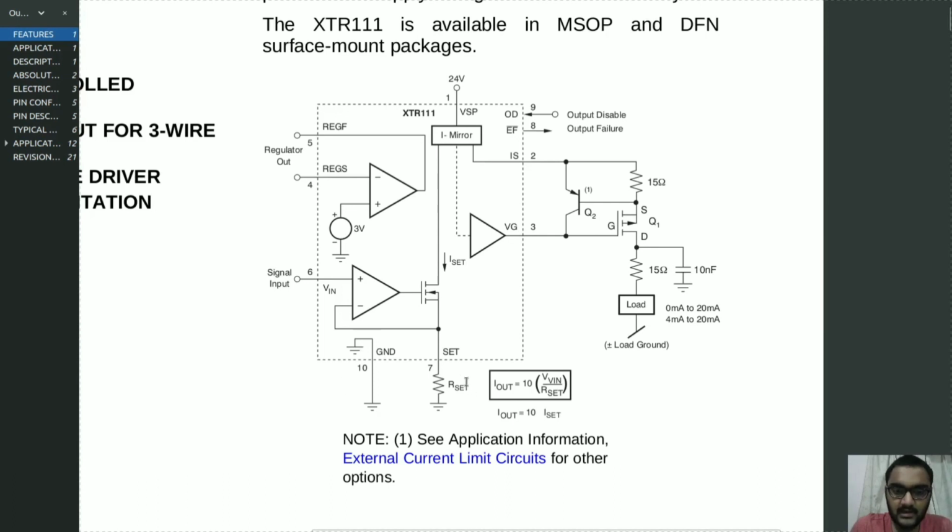Now in this circuit, at pin number 7 we connect a resistor R set, which decides the value of output current. Here we provide the input voltage, for which we get the desired output at the load. So in this circuit, even if we change the value of load resistance, that would not change the value of current flowing through it.